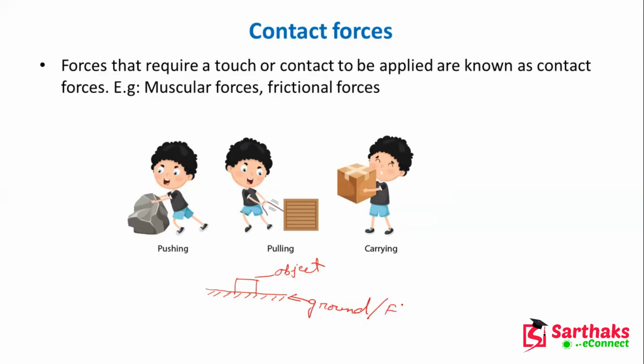Or you can say I have a floor here, and on the floor you have one object. Now you want to drag it. So if you want to drag it, at the interface or contact between this object and the floor, you can see there will be some frictional force acting on this.